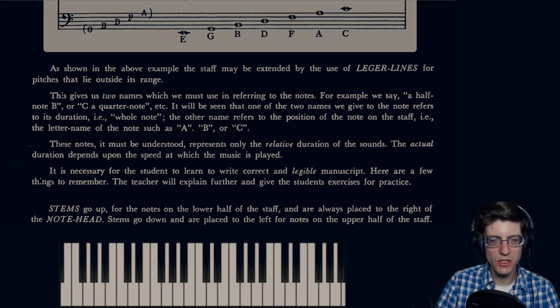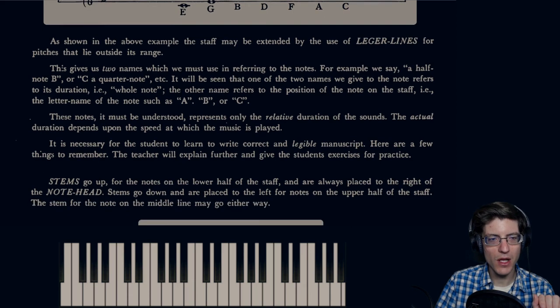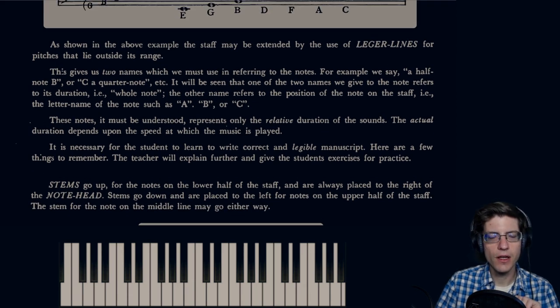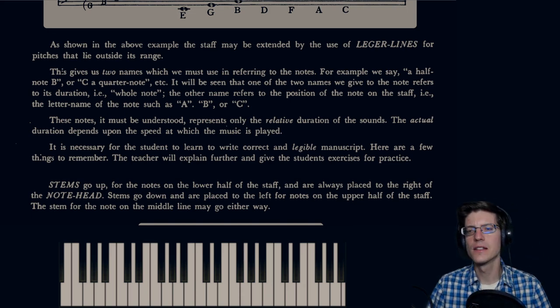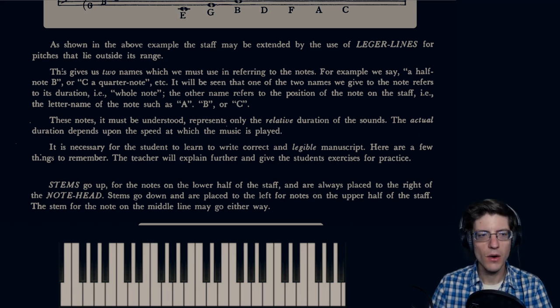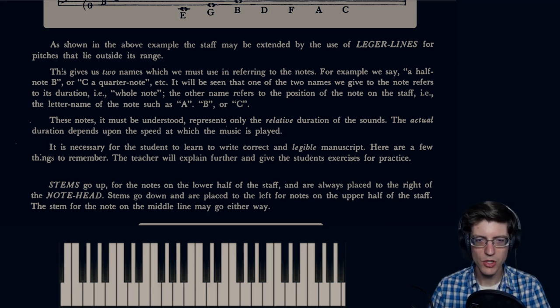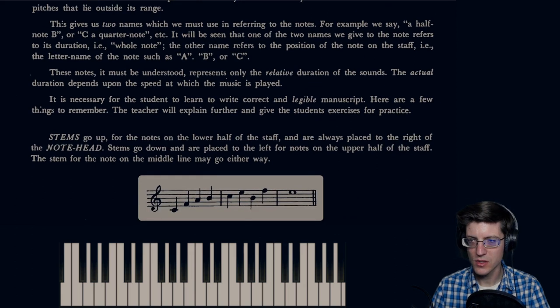These notes, it must be understood, represent only the relative duration of the sounds. The actual duration depends upon the speed at which the music is played. It is necessary for the student to learn to write correct and legible manuscripts. Here are a few things to remember. The teacher will explain further and give the students exercises for practice.